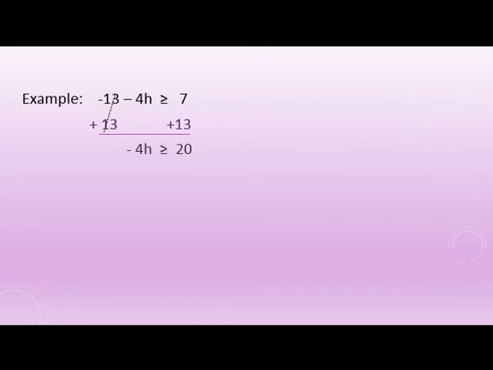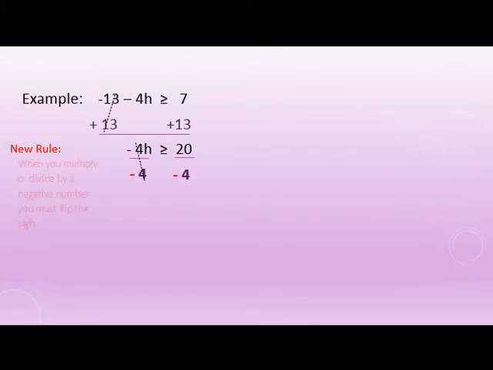Using inverse operations, I'm going to divide both sides by negative 4. This is the important new rule. When you multiply or divide by a negative sign, you must flip the sign of the inequality. Since I divided both sides by negative 4, my new inequality is h is less than or equal to negative 5.